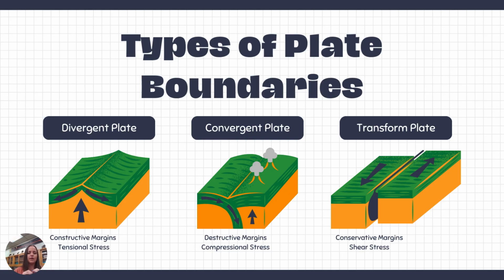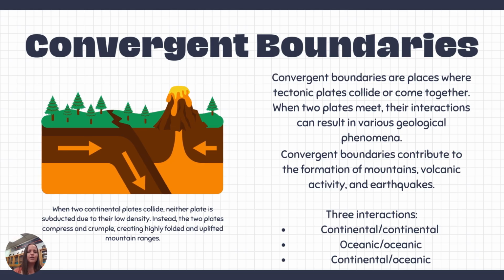Now we're going to focus on convergent plate boundaries, which destroy crust. We call them destructive margins. This is due to compressional stress, so pushing together. Divergent was tensional, construction, creating crust. Conservative margins at transform plate boundaries are where things are just sliding past each other in shear stress. Now we're destroying rocks.